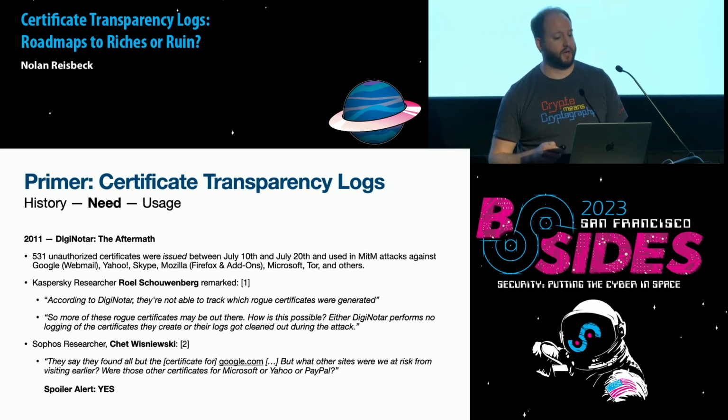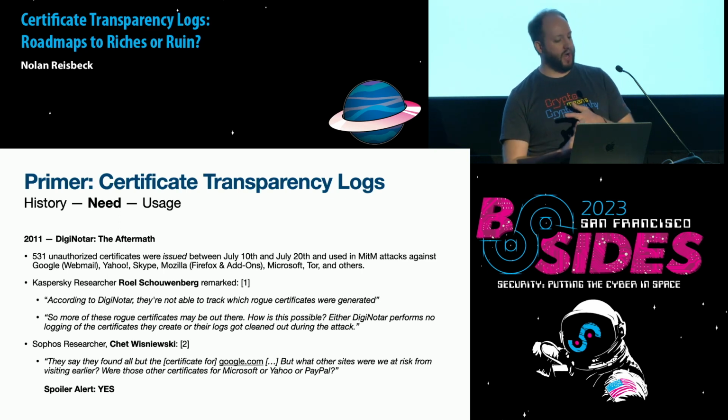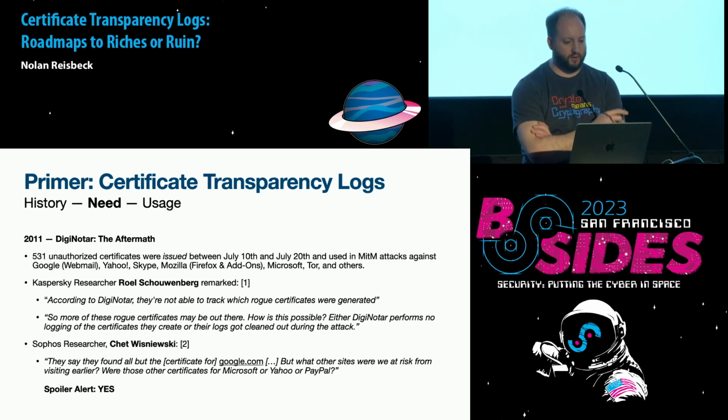There was nothing actually reconciling, not a single log file saying, I issued a certificate for Gmail, I issued a certificate for login.yahoo. No such accounting. If you don't know what you're issuing, you're probably not counting how many you're issuing. So they didn't know how many rogue certificates were out there. Either DigiNotar performs no logging of the certificates they create, or their logs got cleaned out in the attack. So, a little bit of benefit of the doubt there.